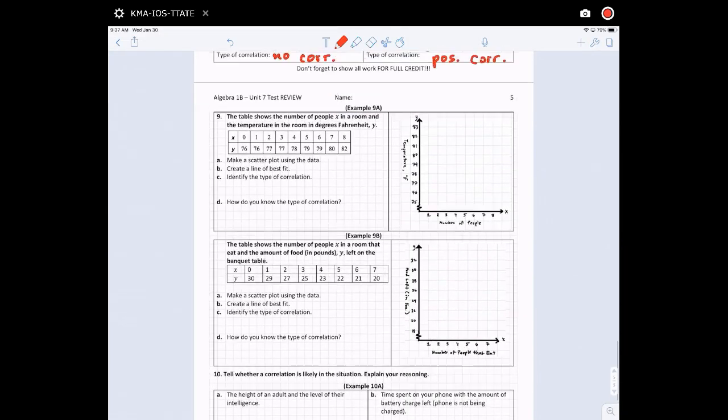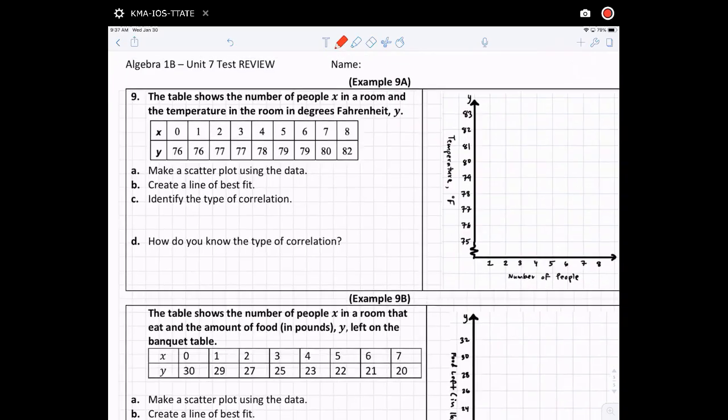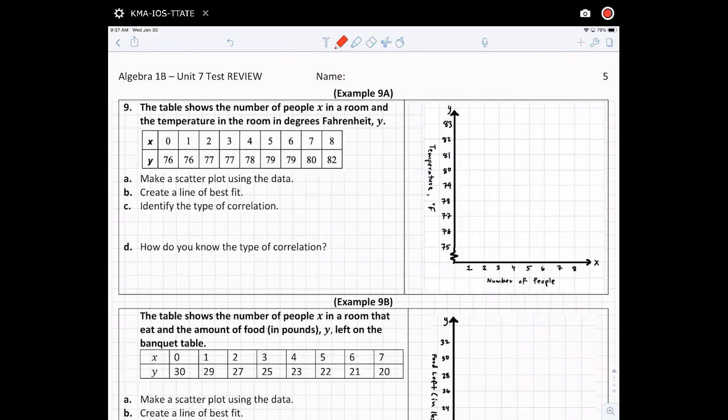We have two more to do. Let's check out number 9. Okay. The table shows the number of people, X, in a room and the temperature of the room in degrees Fahrenheit, Y. So what we want to do to start is make a scatter plot using the data, then create a line of fit, or a best fit, identify the type of correlation, and then write a sentence on how you know it's positive correlation or negative correlation or that there is no correlation.